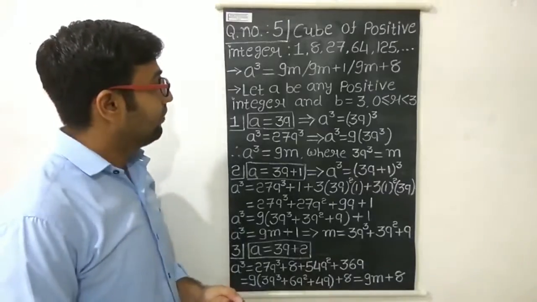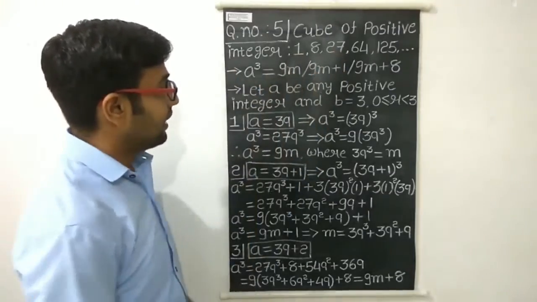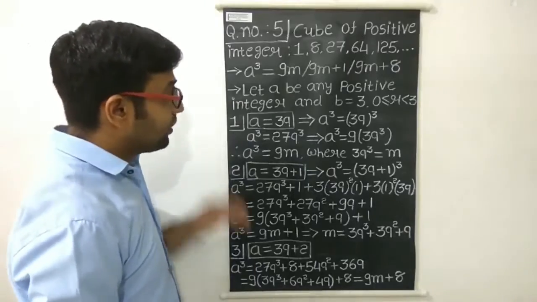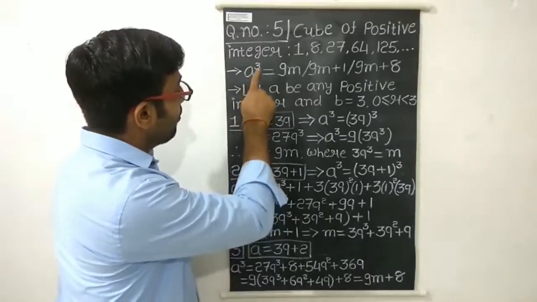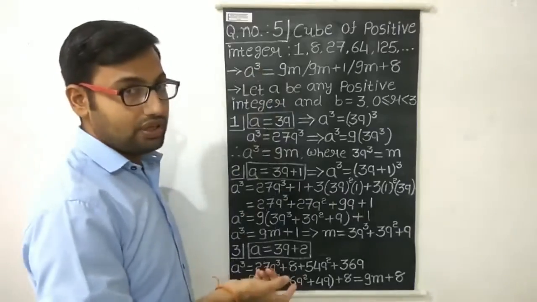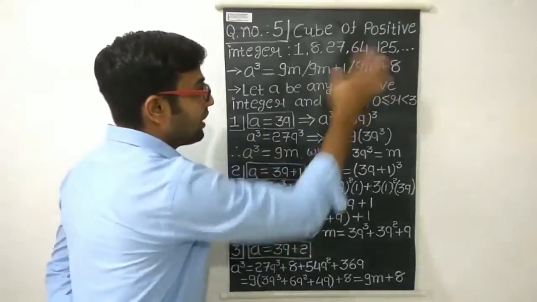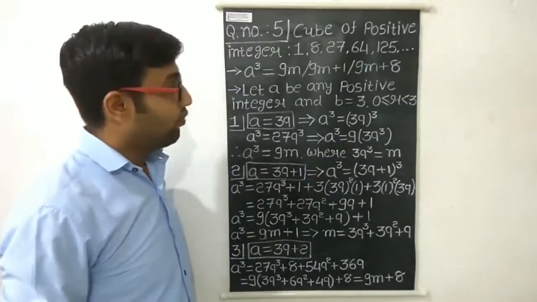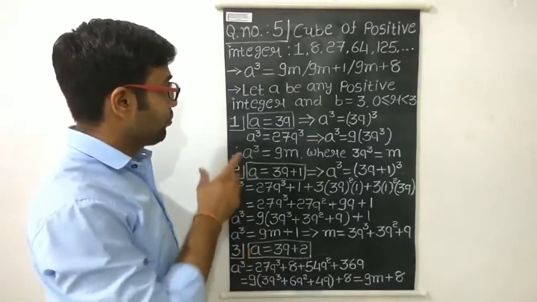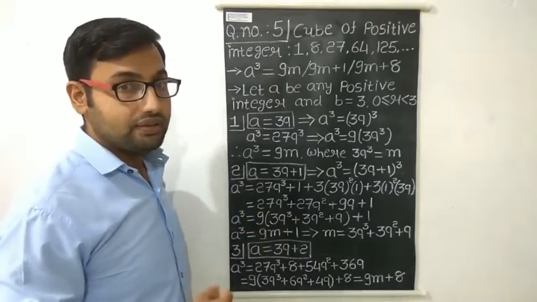So here we have to use the cube of any positive integer. So we know that the cubes of positive integers are like this: 1, 8, 27, 64, 125. Here we have to prove that if we take a as a positive integer, then the cube of any positive integer is either in the form of 9m or 9m plus 1 or 9m plus 8. Now what will happen? From where we have to start? First of all, we have to check the possibilities for the positive integer a. To do that, we must have the value of b.